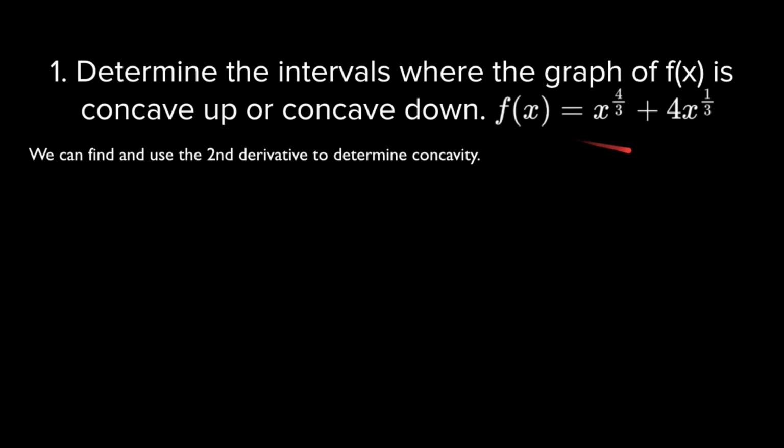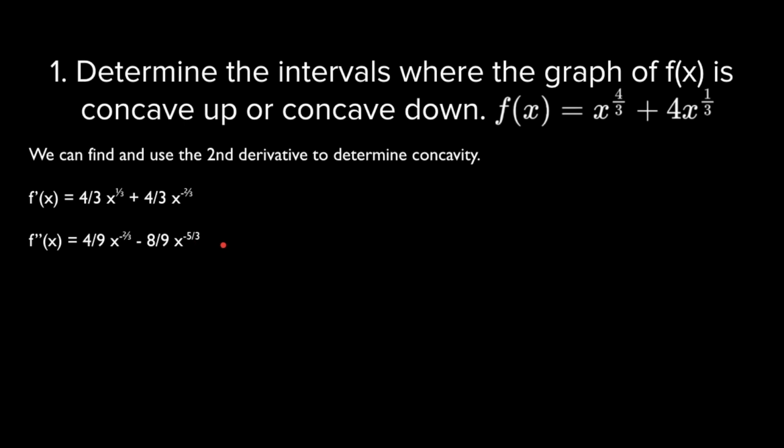So in order to find the first derivative, we can use the power rule. So we bring down the 4/3, multiply it by x, subtract 1 from the exponent, and then do the same over here. Bring down the 1/3, multiply it by 4x, and subtract 1 from the exponent. So this is our first derivative. And we find the derivative of the derivative to get the second derivative. So the second derivative is right here.